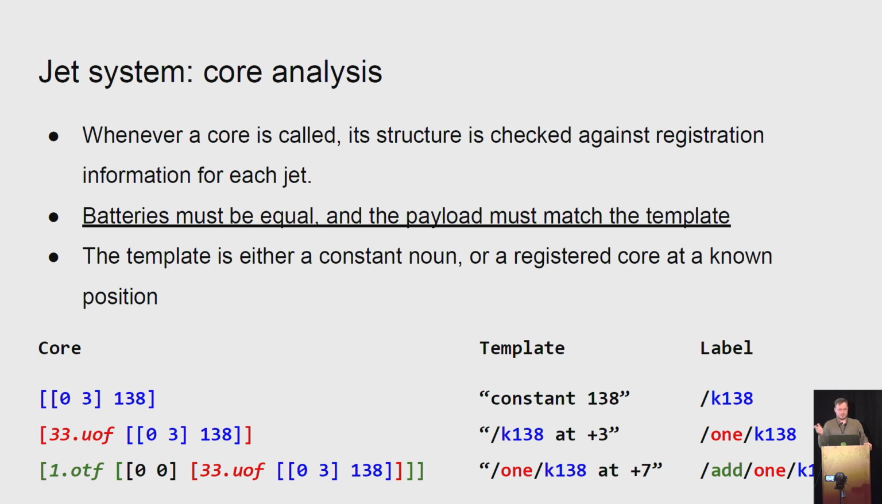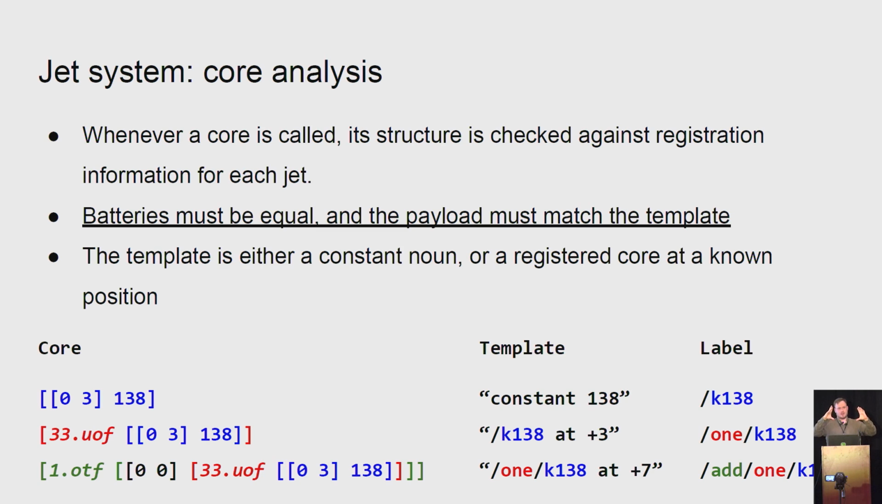Whenever a core is called in our Nock interpreter, its structure is checked against registration information for each jet. For every registration entry in this table, we check the battery for exact equality, and we check the payload against the template that we have saved in this table. The template is either a constant noun, or a registered core and another registered core at some known position. So you can see that the template is a recursive structure.